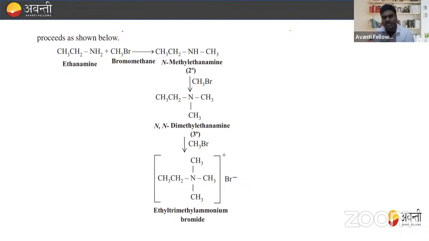When the ethanamine is treated with the bromoethane, it will convert into N-methyl ethanamine. Similarly, when the N-methyl ethanamine is treated with CH3Br, it will form N,N-dimethyl ethanamine. And when it is treated with CH3Br, it will form ethyl trimethyl ammonium bromide. So this is how the reaction proceeds.